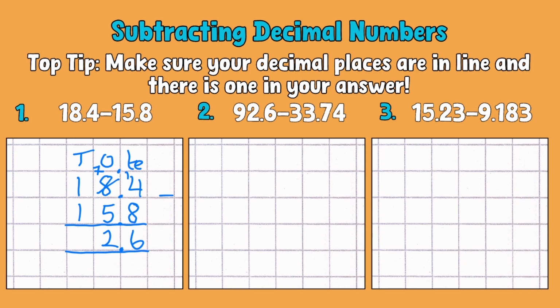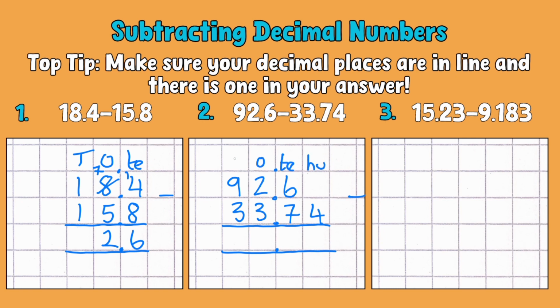So 92.6 subtract 33.74. So once again, let's get this one written out. 92.6 subtract 33.74. Okay, our answer sign in there, a large equal sign, there we are. Okay, once again, let's follow that top tip. So I've got all my decimals in line and there's one in my answer. Now then, you'll notice with this one that if I pop my place value headings in there, I've got some hundredths. Now 33.74 and 92.6. Well, 92.6 is the same as having 92.60 because I've got no hundredths with that number. Now that then gives you something that you can subtract from.